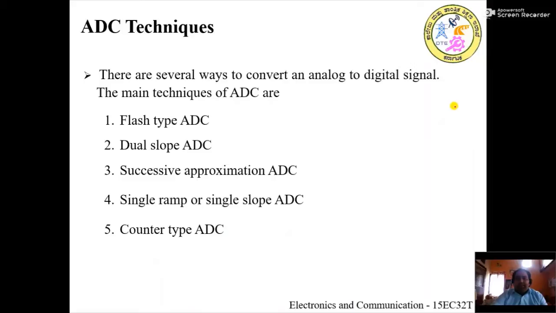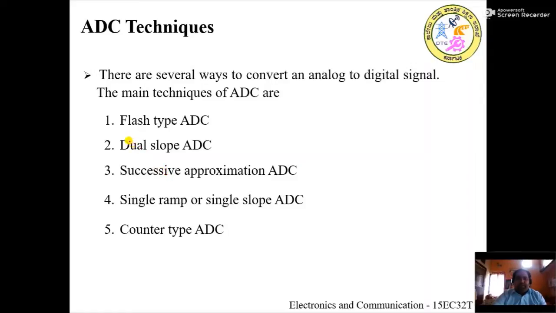So there are several ways to convert an analog signal to a digital signal. There are a few techniques, as mentioned here. The very first one is the flash type of ADC. The next one is the dual slope ADC, the third one is the successive approximation ADC, the fourth one is the single ramp or single slope ADC, and the fifth one is the counter type of ADC. For your curriculum, the first three types, that are the flash type, dual slope type, as well as the successive approximation type of ADCs, are included.